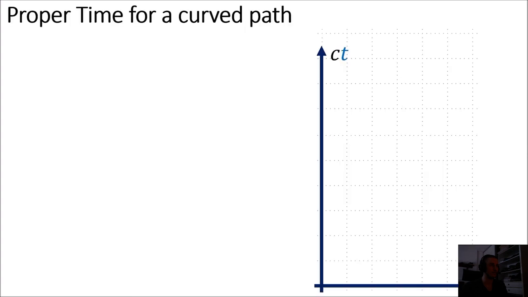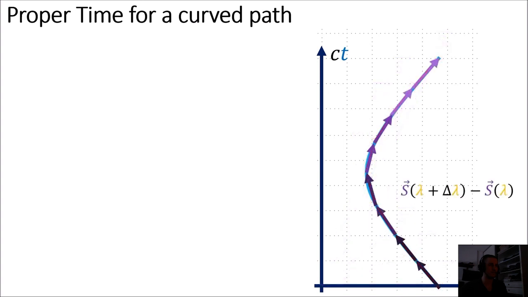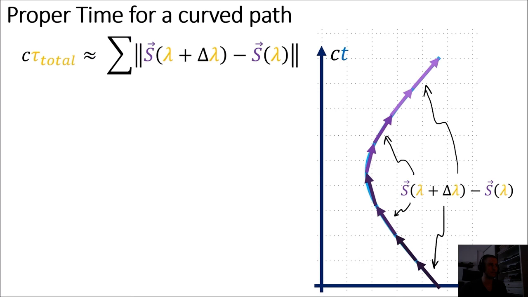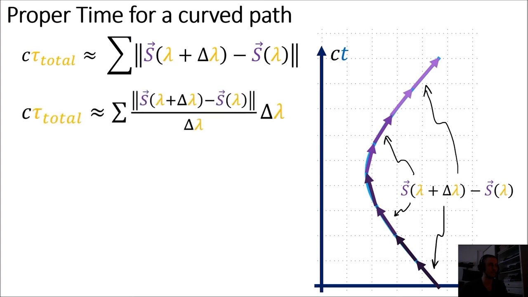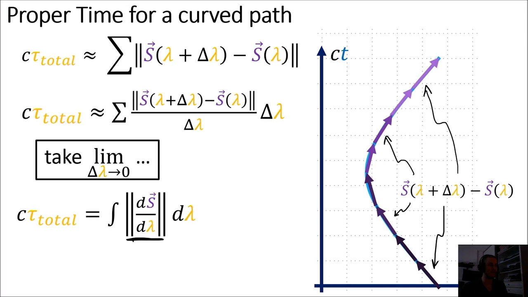It turns out that in spacetime, we can also calculate the total proper time along a curved world line by approximating the curve as a series of straight world lines. We take spacetime position vectors for all the world line endpoints, subtract them in pairs to get the difference vectors, and then sum up the Minkowski lengths of all the world line segments to approximate the total proper time on the world line. To get the exact proper time value, we take the limit as the spacing of the endpoints goes to 0.